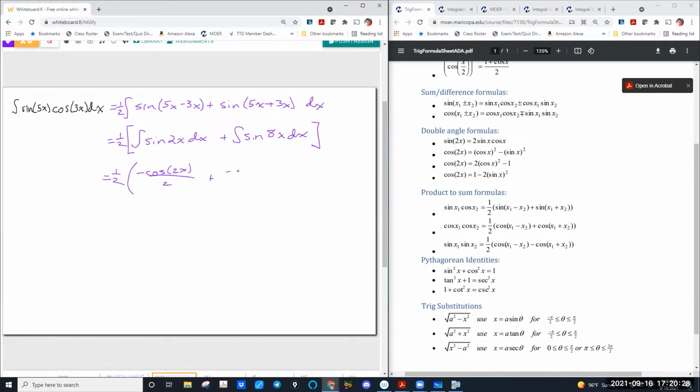So if we do this one, we're going to have the negative cosine of 8x. What do you think we're going to divide this guy by? So think about if we did a u sub, right? On this particular one, we'd let u equal 8x.